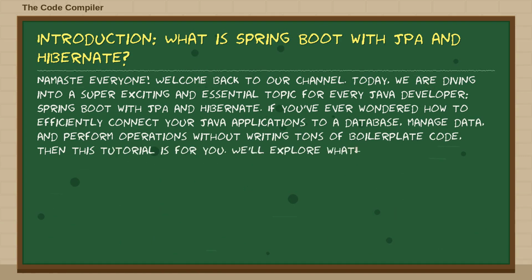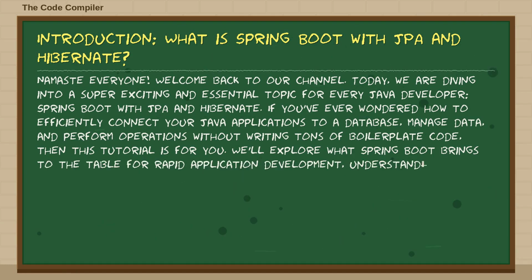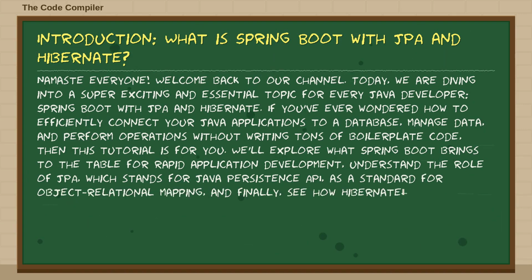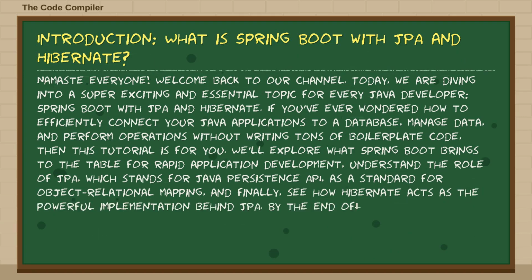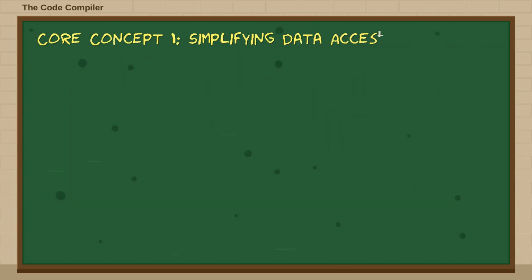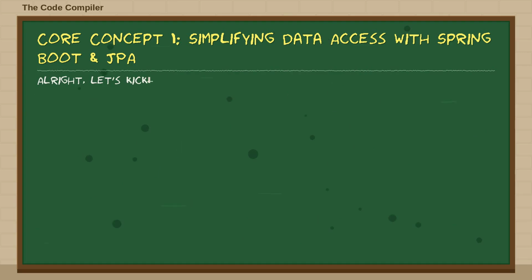We'll explore what Spring Boot brings to the table for rapid application development, understand the role of JPA, which stands for Java Persistence API, as a standard for object relational mapping, and finally, see how Hibernate acts as the powerful implementation behind JPA. By the end of this video, you'll have a solid foundation to build robust data-driven applications. Let's get started.